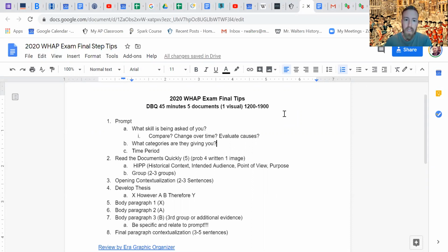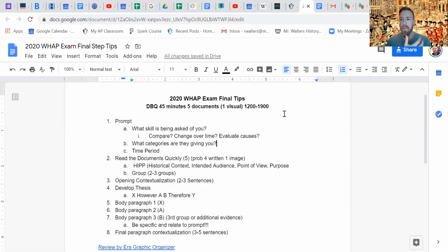The next thing that you need to see in the prompt itself is, did they give you categories? Did they say, describe the differences in the European countries and Asian countries from 1500 to 1600 politically and socially? Did they actually tell you, or did they just leave it open where you choose the categories?